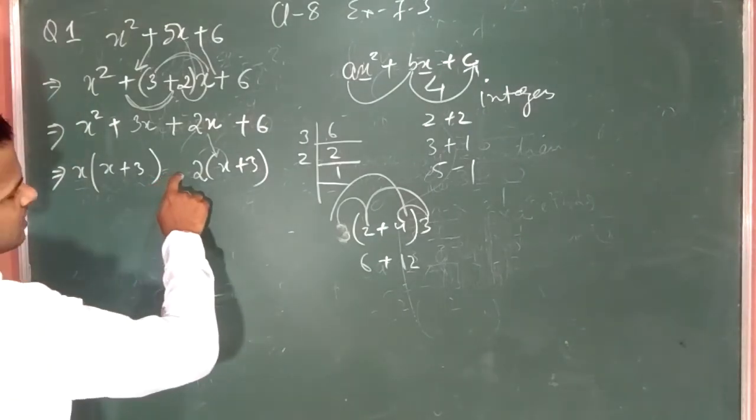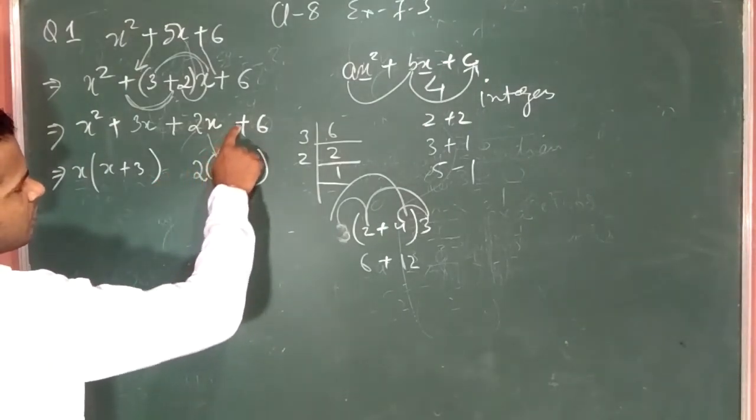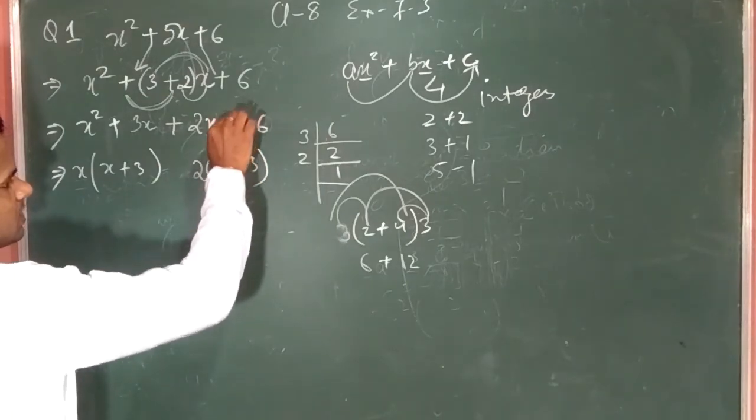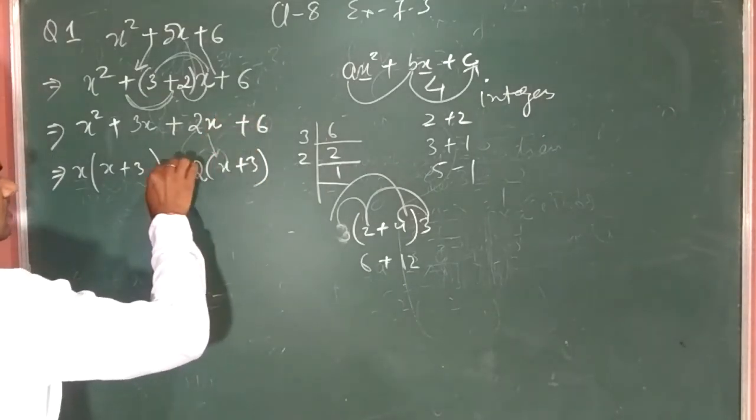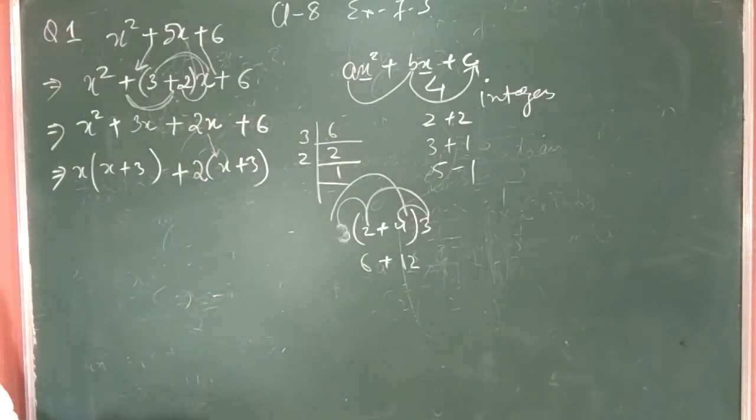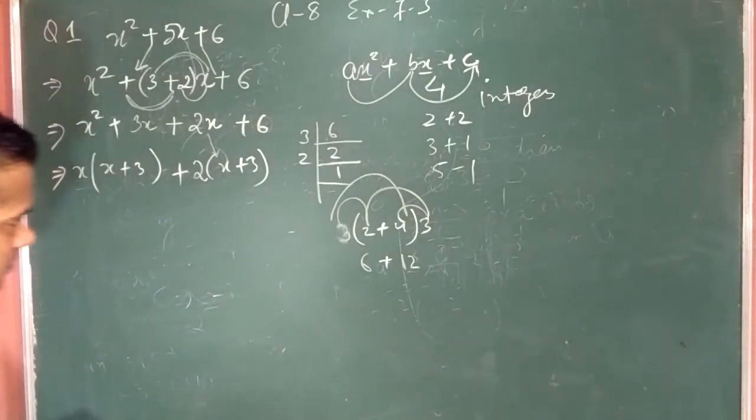Now here you need to write the sign. This sign will come from these two, you need to multiply. Here plus and here plus. So plus into plus, plus.